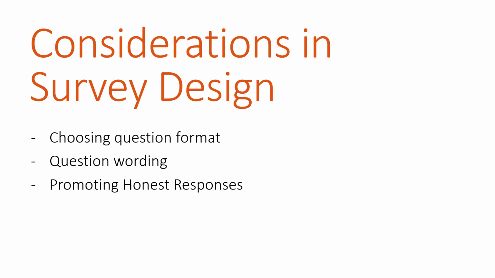And so the thing we want to talk about here, the three classes of things I want to talk about are choosing your question format, how participants are going to answer it. We'll talk about principles of survey wording, how you word the questions, and then other things you can do to promote honest responses from your participants because sometimes they are not.